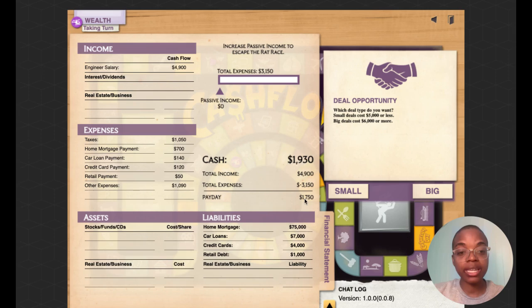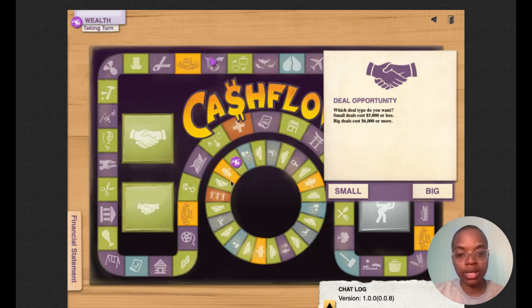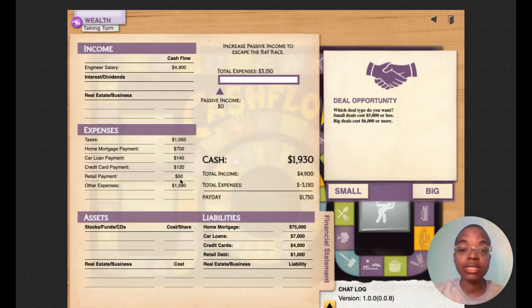Then I passed a payday, right? So these yellow ones right here are payday. I passed that on my turn. You can take a small deal or a big deal. And see, small deals cost $5,000 or less. Because I have just over 1,900 in cash on me, I'm going to go ahead and take a small deal.